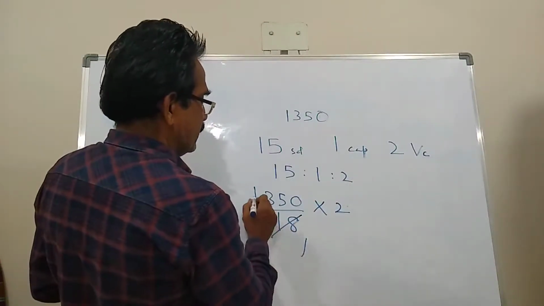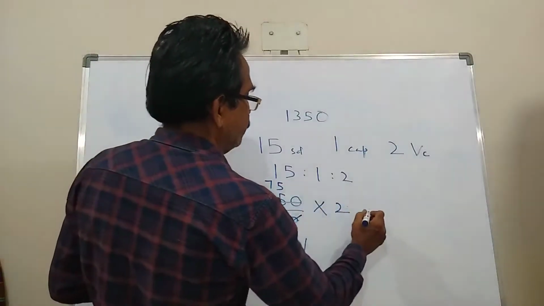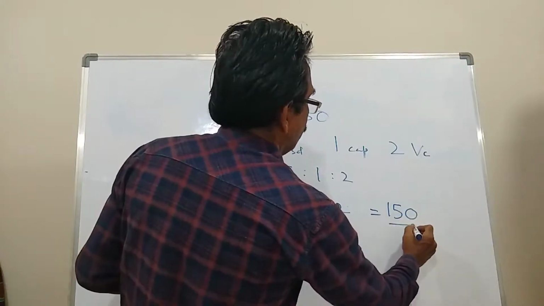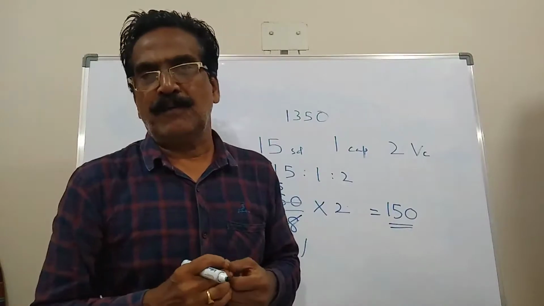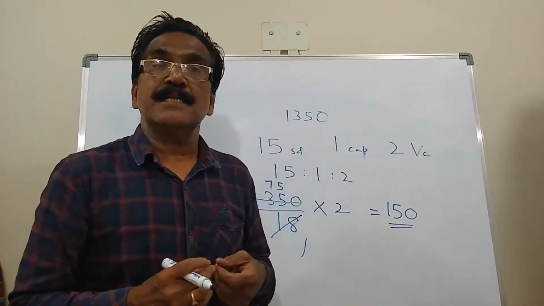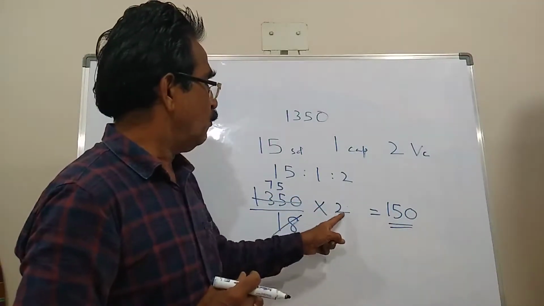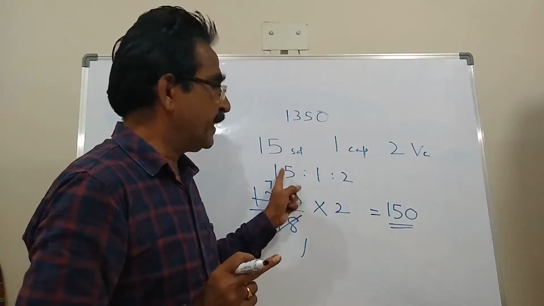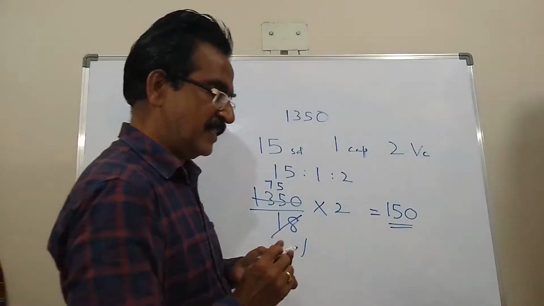So 18 sevens 126, 90, 18 fives 90, 75 twos 150. So there are 150 vice captains in the team. If the number of captains is asked, 1350 by 18 into 1 you will get the number of captains, into 15 you will get the number of soldiers. That is the first problem, friends.